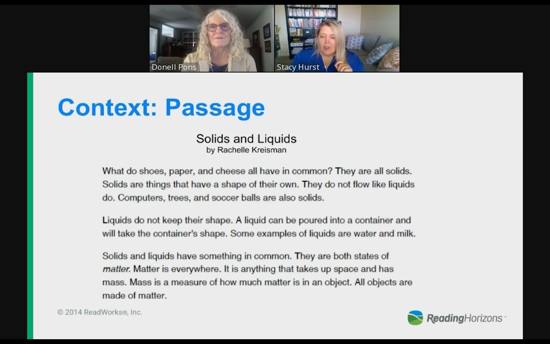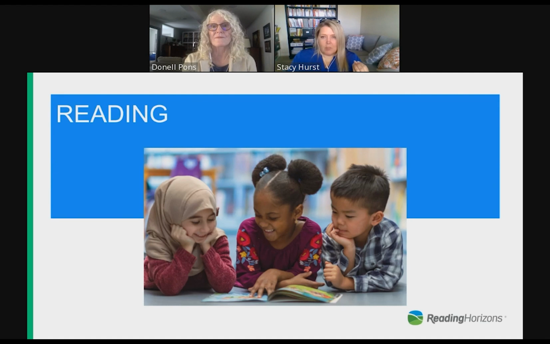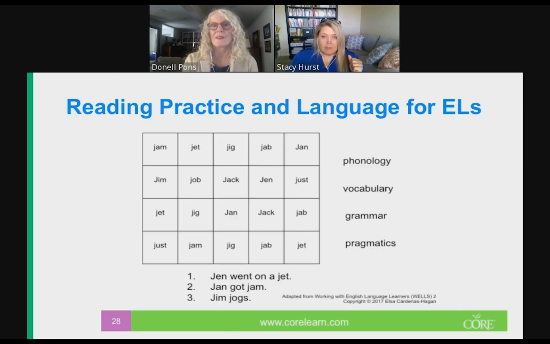And Donell, you're going to talk about how we can take the concepts that we've talked about on the word level and vocabulary level into our reading instruction as well. Yeah, you bet. So we've done a lot of this already, but this is one example. I thought this was a really good one. Again, I've picked up for reading practice and language for EL students, but it works in any context.